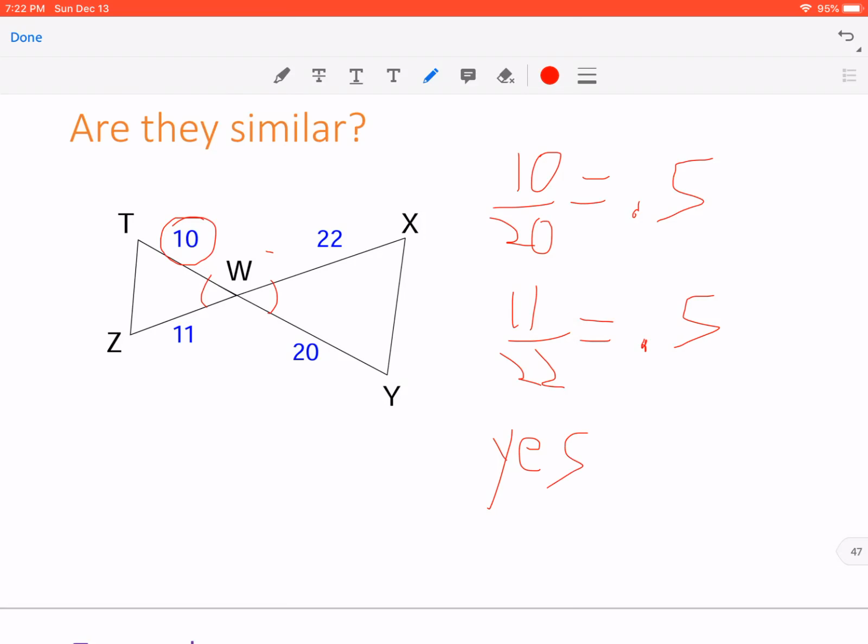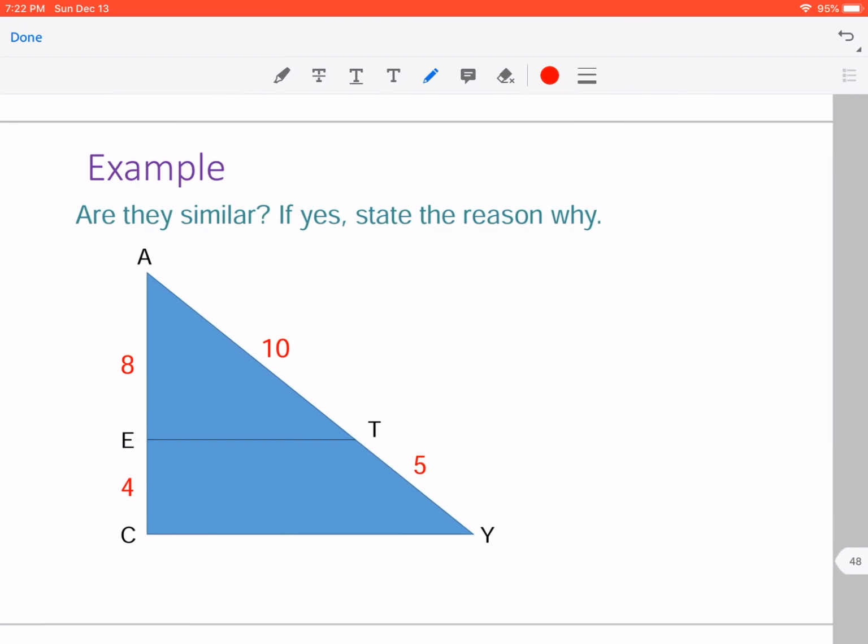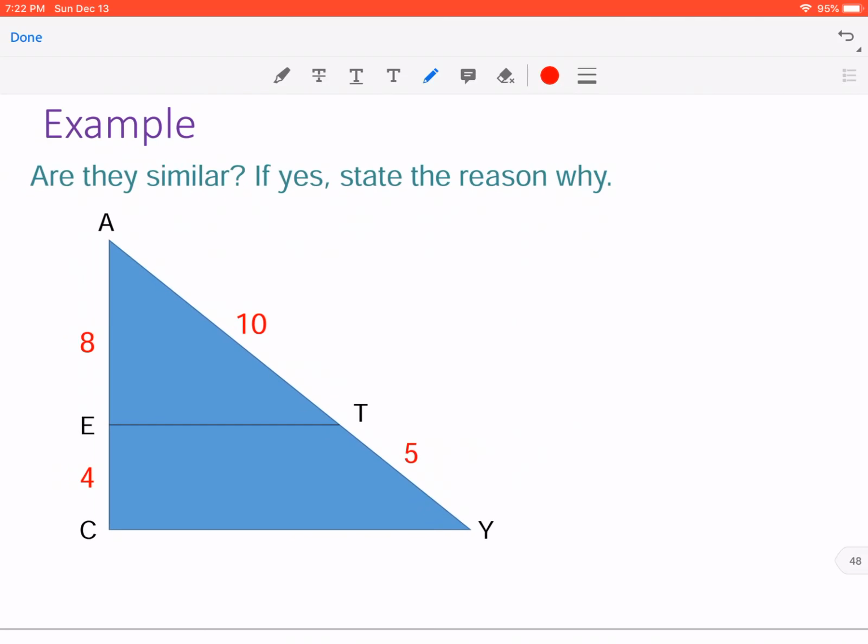And why? Because of side, angle, side. They shared this angle right here. So you had a side, an angle, and then a side. That's why they're similar, not side, side, side. Let's look at this one. Same thing. Pull them apart.